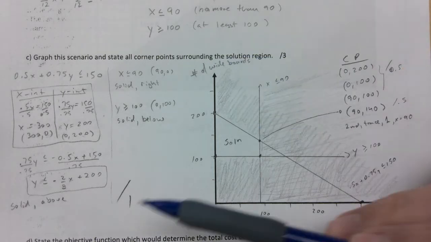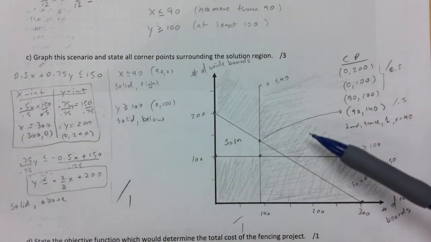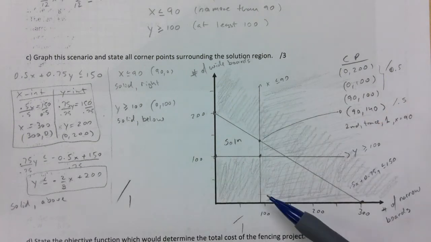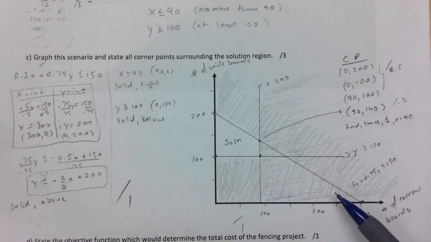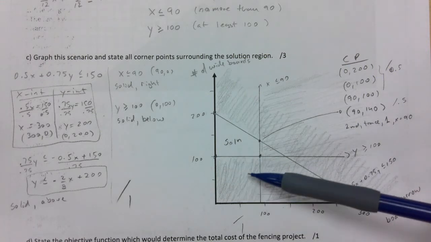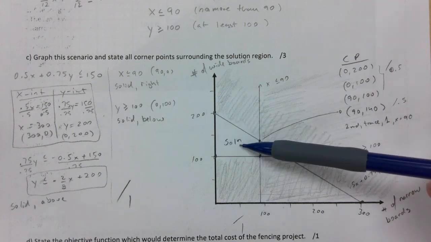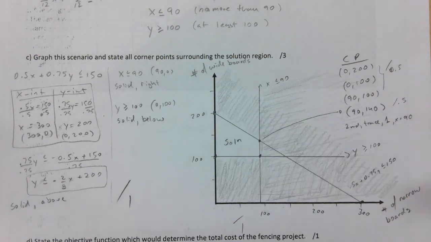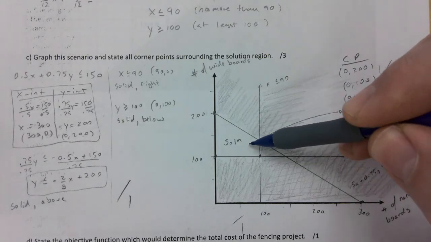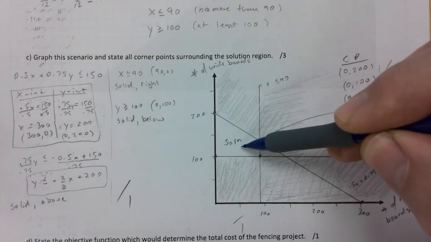And so when you shade above on the diagonal, you shade to the right of the vertical and you shade below the horizontal, you're left with this polygon here. It's like a trapezoid, right? You're left with that. And so this is your solution region.